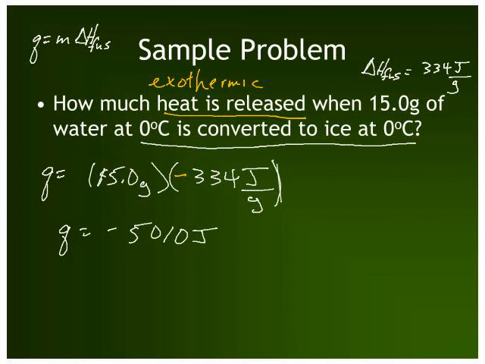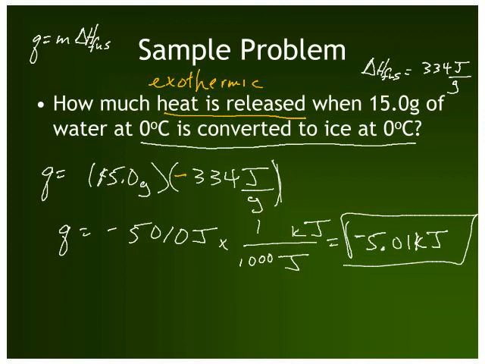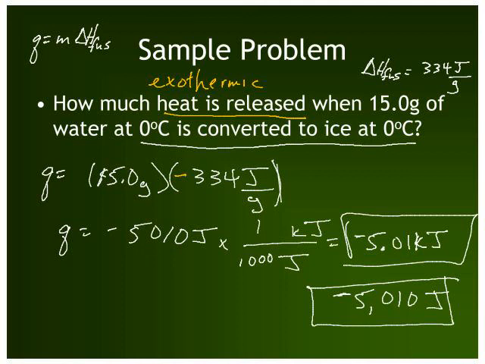5,010 joules. And again, if you want to change joules to kilojoules, 1 kilojoule is 1,000 joules. And we can have 3 significant figures because of that 15.0. And for my answer, I'm going to have a negative 5.01 kilojoules. Okay, so negative 5.01 kilojoules, or as I said before, you could have just said negative 5,010 joules. Either one would be an answer.